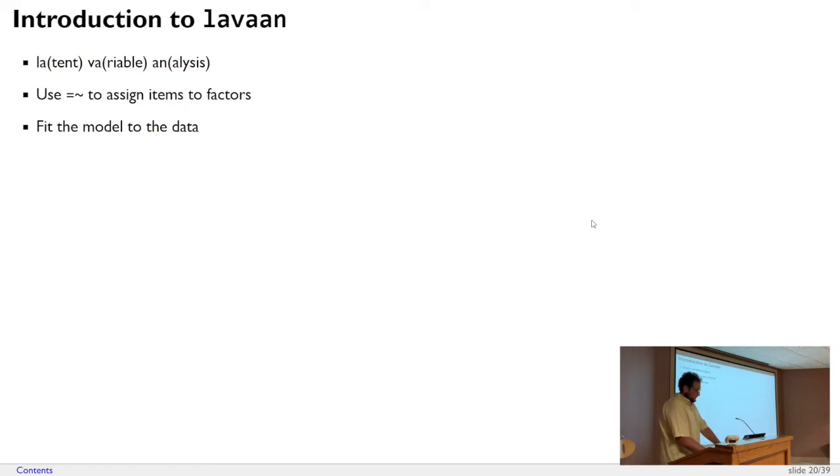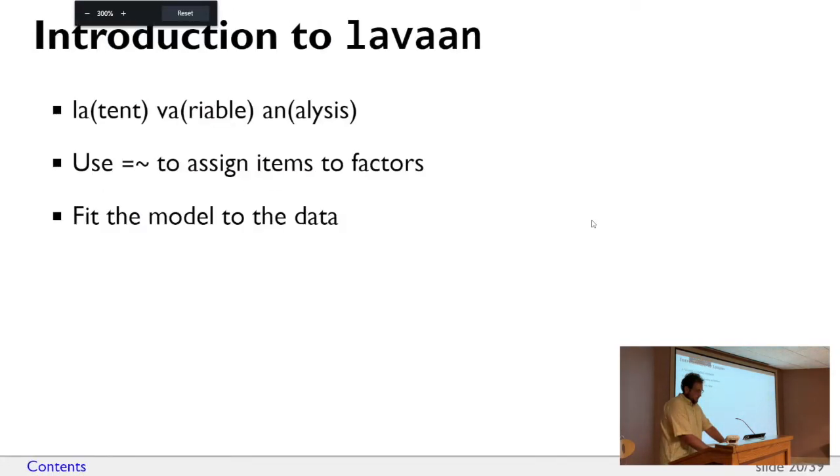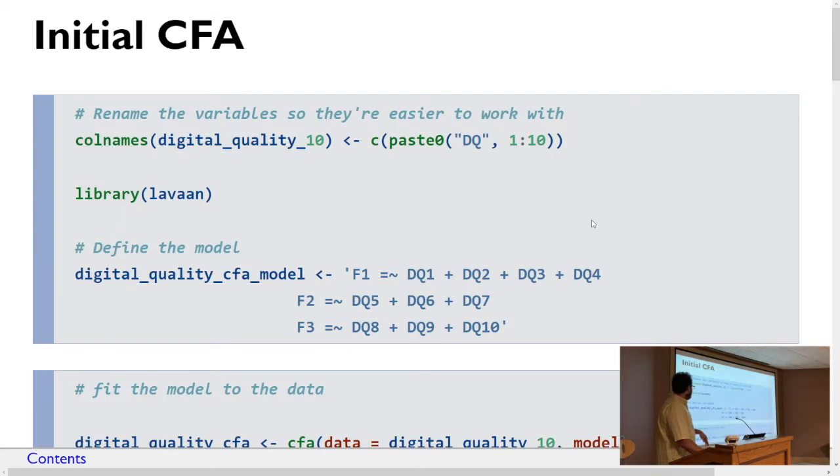Okay, so to do that, I'm going to use this lavaan package. It's a clever acronym for latent variable analysis, and it takes some getting used to with the terminology. It's kind of weird how you define models in lavaan. But basically what we'll do is use that equals tilde terminology there to assign items and factors, and then we'll fit the model to the data. Okay, so just to make this easier to work with, because there's going to be a lot of typing of variables in lavaan, I'm just going to rename all the columns and then call up lavaan.